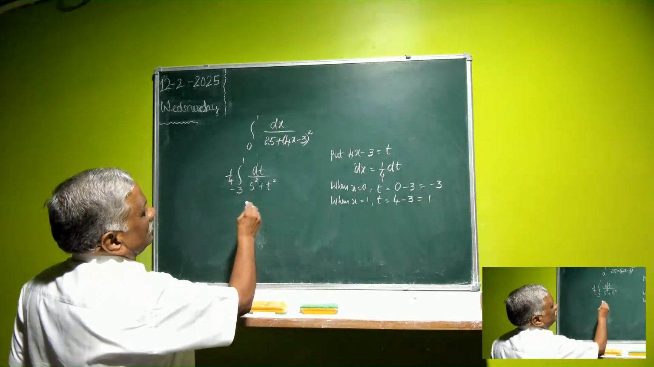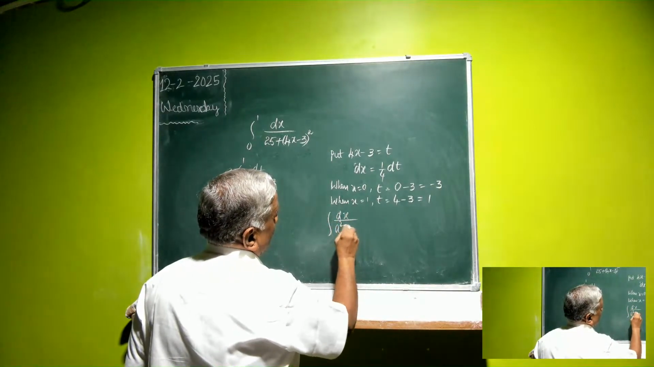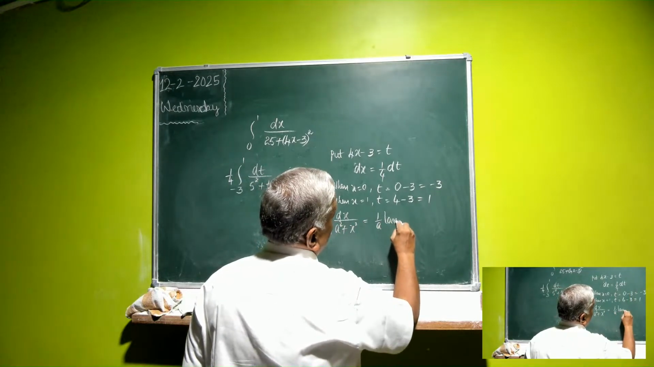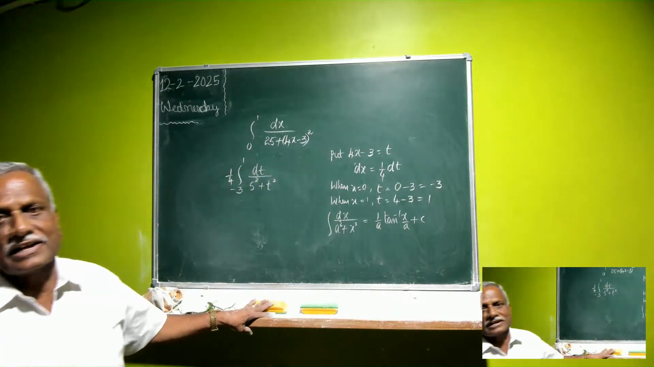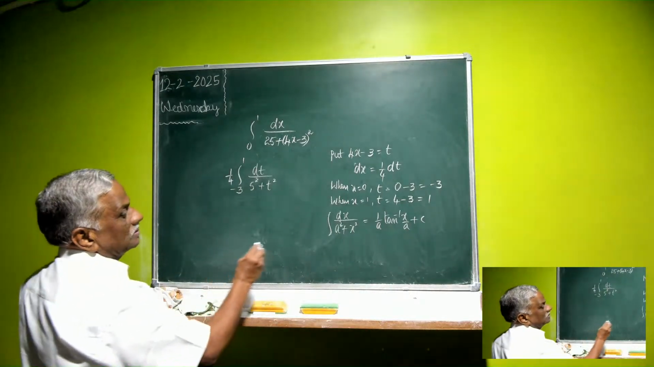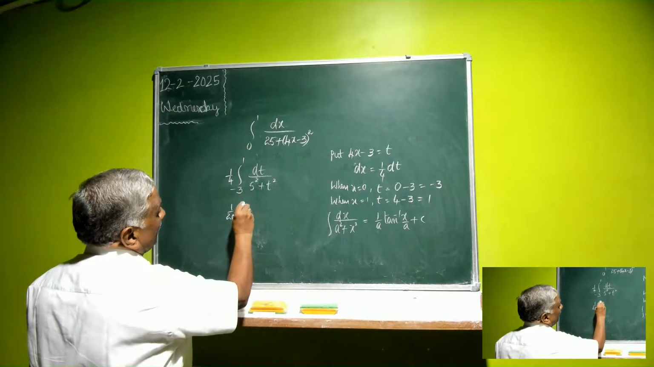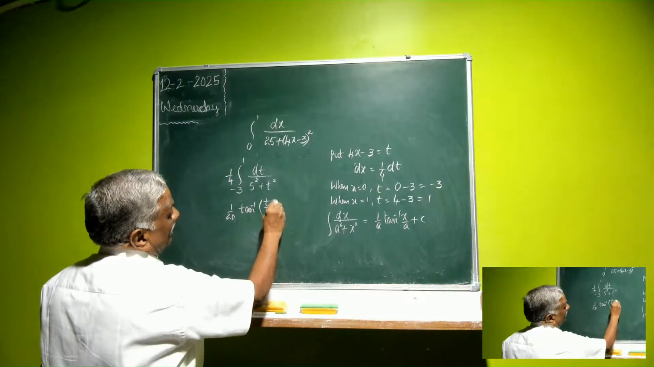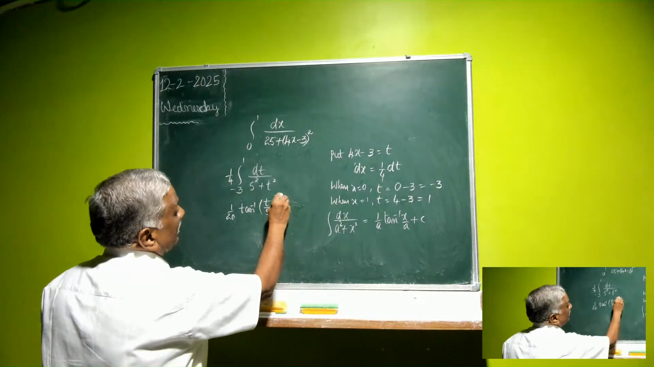Now, this again is the same thing. The formula you need to use is dx over a square plus x square, that is 1 by a tan inverse x by a. If you are not able to recall or recognize the formula, there is no other method, therefore you need to remember all the formulas. So 1 by a is 1 by 5, and 1 by 4 is there. 1 by 20 tan inverse of t by 5 plus c. There is no c because it is a definite integral problem.